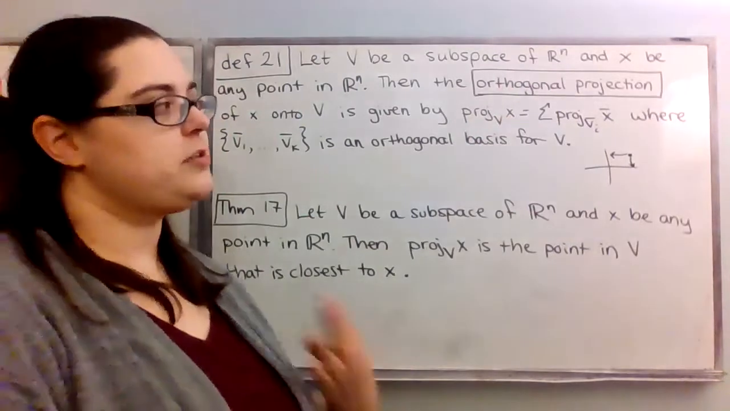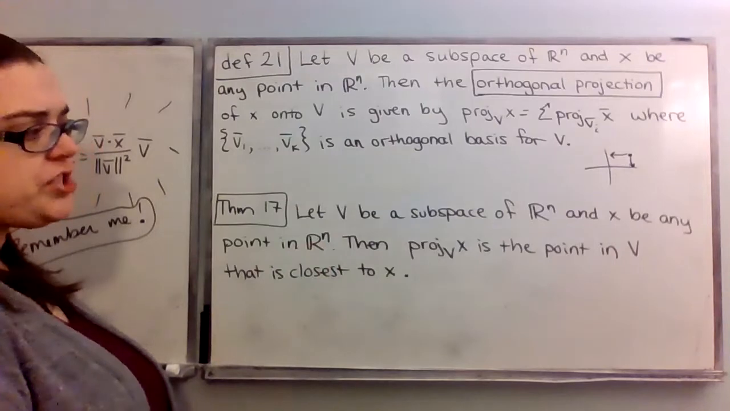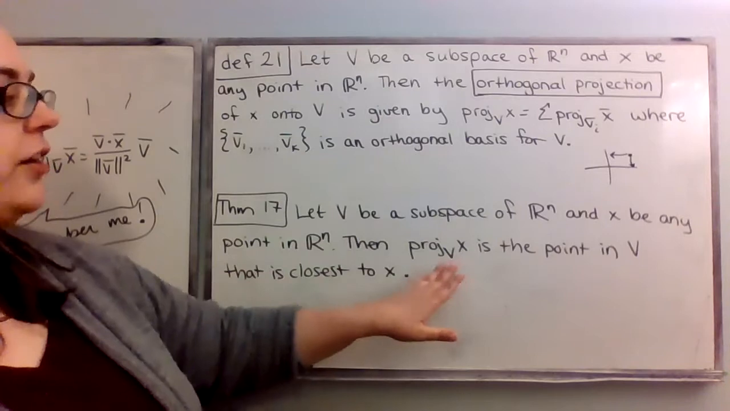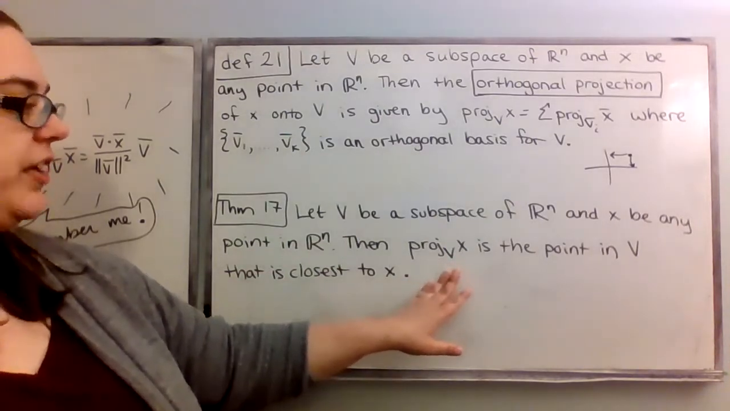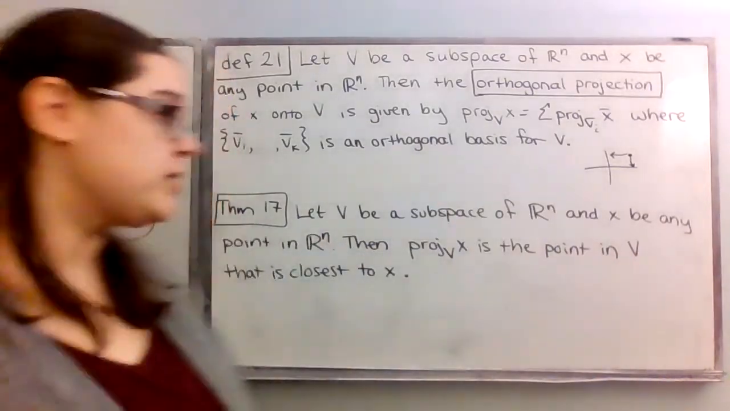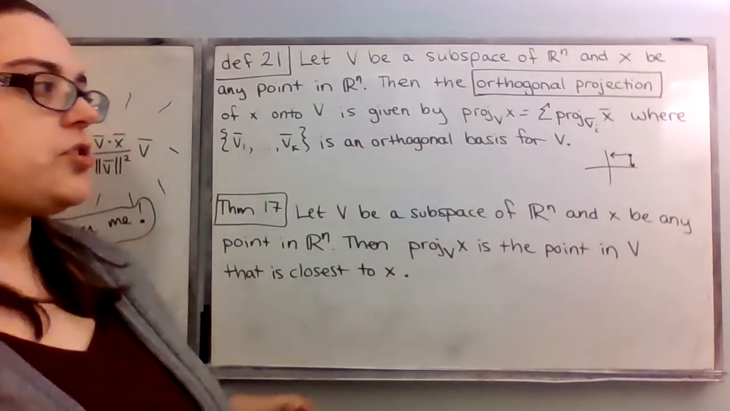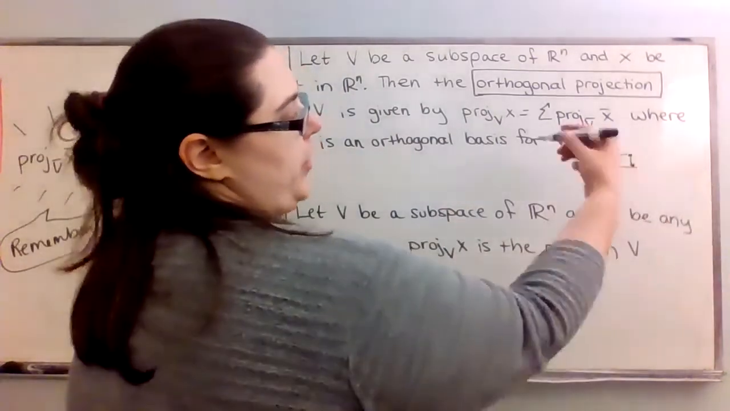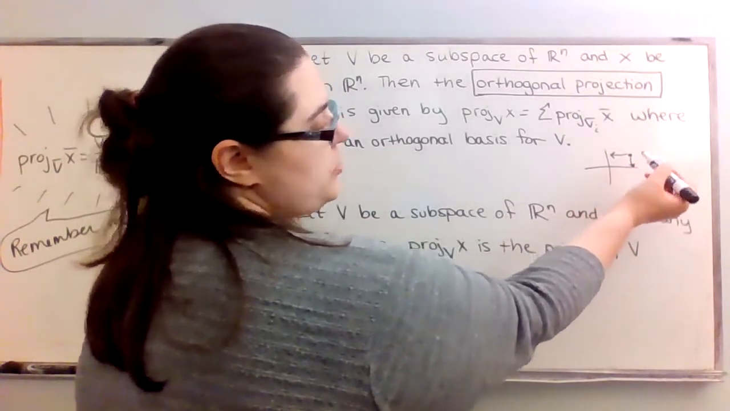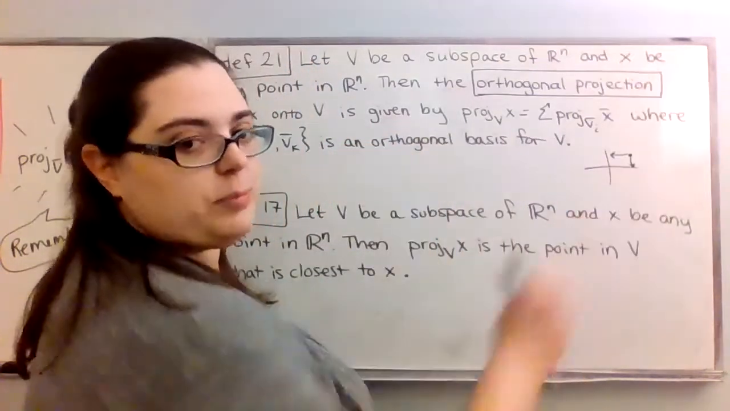And the reason we want things to be nice and orthogonal is because of theorem 17, which says if you have this subspace and X is a point in Rn, then the orthogonal projection of X onto V is the point that's in your subspace V that is closest to that point X in your broader space. So if these are perpendicular, when we find that orthogonal projection, then that point that was out here, the closest point in our subspace to it is the point that's dropped directly over there.